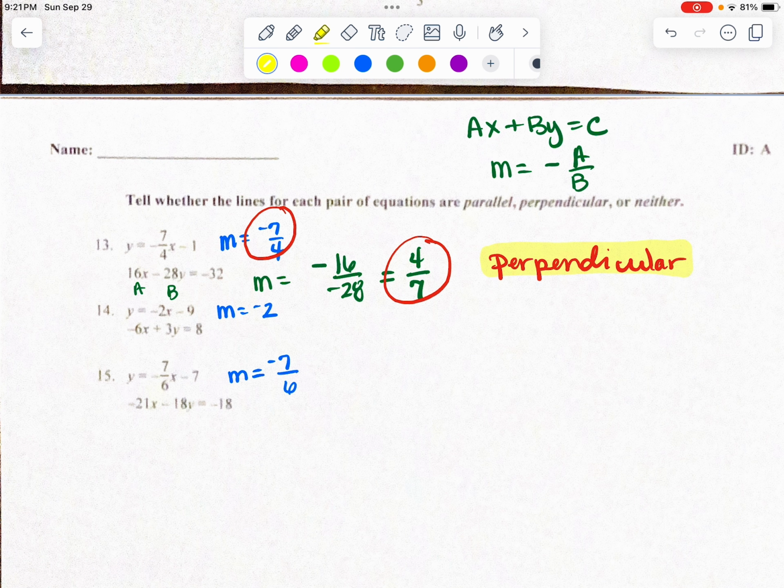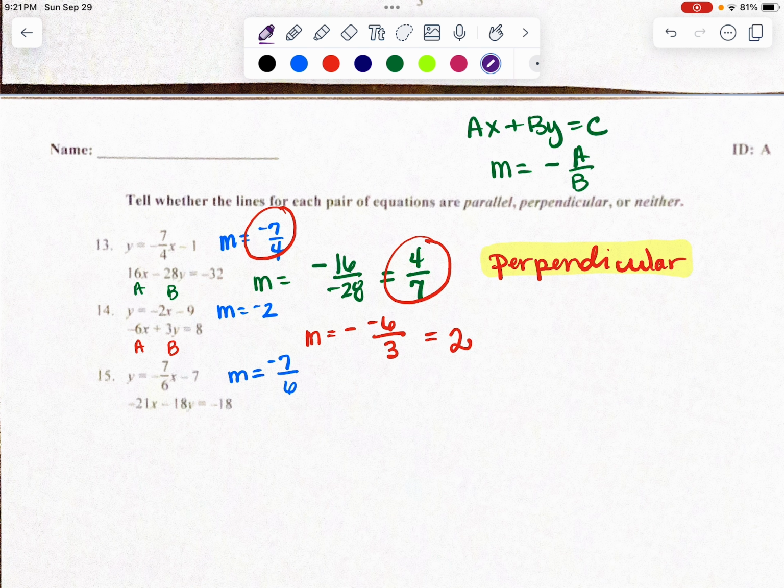Okay, so the same thing for number 14 and 15. For number 14, again, I can see here that my a is -6, and my b is 3. So the slope is going to be negative -6, right? The negative is already in the formula. A also happens to be a negative, and of course 3. So two negatives make a positive, and 6 divided by 3 is 2.